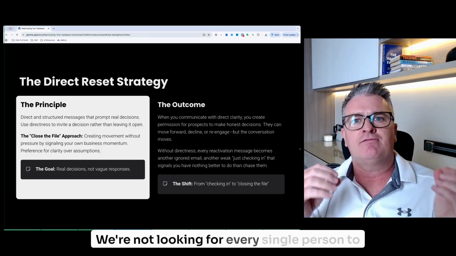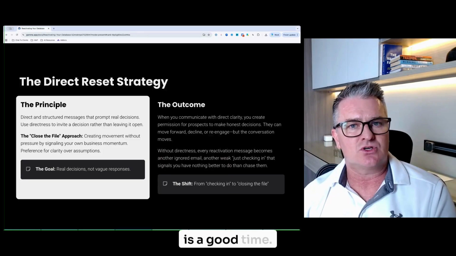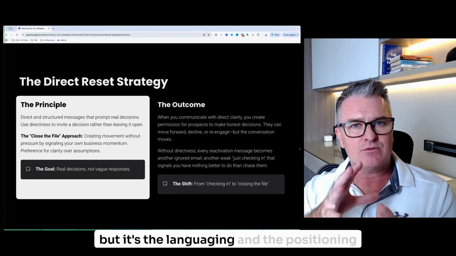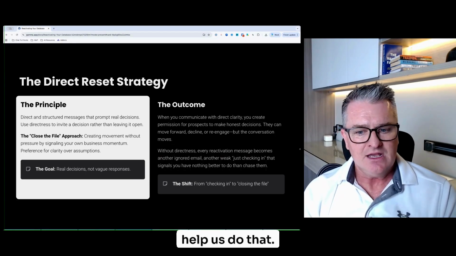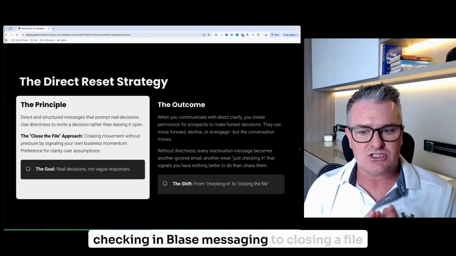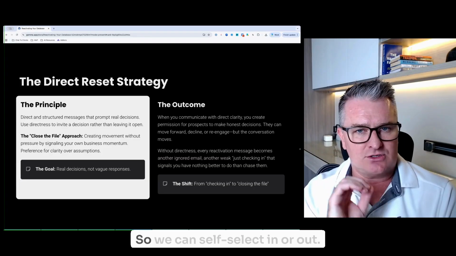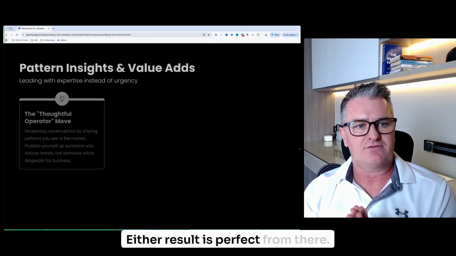And this is why we're looking at the re-engagement. We're not looking for every single person to raise their hand and say, well, actually, now is a good time, I'm ready to go. We're looking for that select few, but it's the languaging and the positioning of those messages that's actually going to help us do that. So the shift here is going from checking-in blasé messaging to closing a file with a direct action, so we can self-select in or out. Either result is perfect.